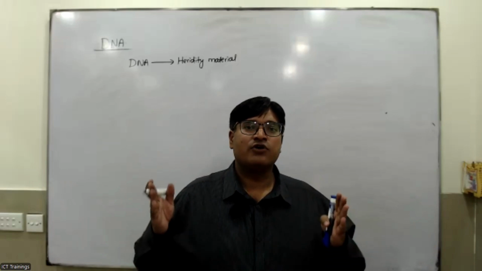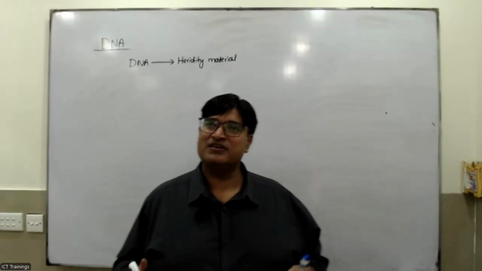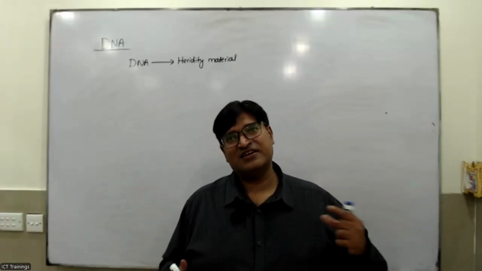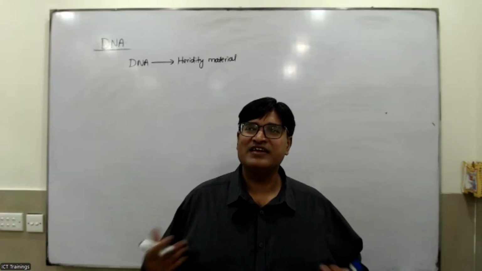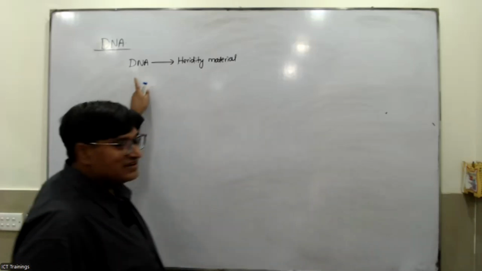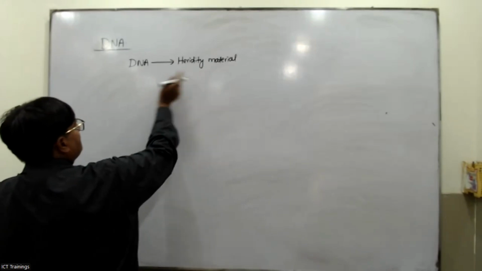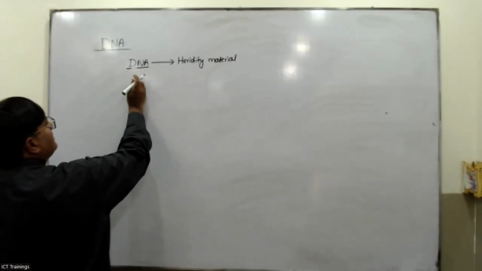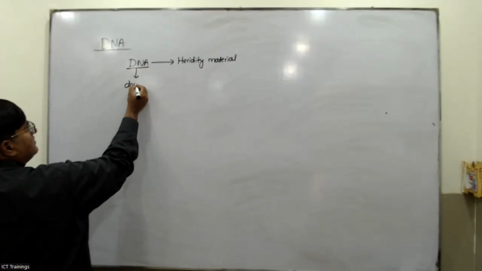Normally 40% of the characteristics are attained from the father, 40% of the characteristics are attained from the mother, and 20% of the characteristics each child has of its own. That is basically due to DNA. Now DNA is the hereditary material. So DNA, my dear, I told you, it's a double helical structure.